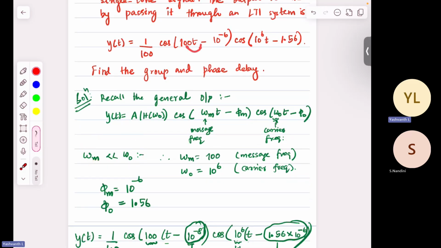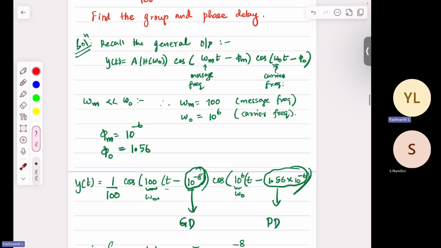You look at the expression. The first one is having 100, the second one is having 10 power 6. 100 is a much smaller number compared to 10 power 6. Therefore 100 should be your message frequency, and 10 power 6 should be your carrier frequency. As a result, the phase offset for your message signal is given by 10 power minus 6, and the phase offset corresponding to the carrier frequency is 1.56.